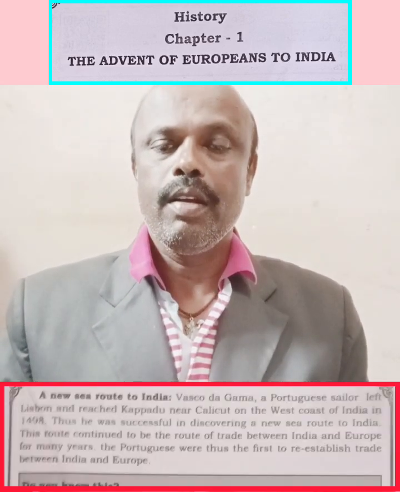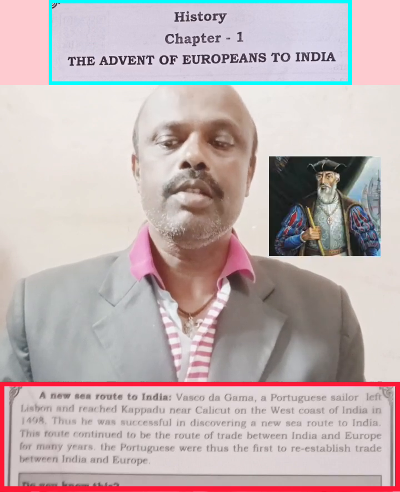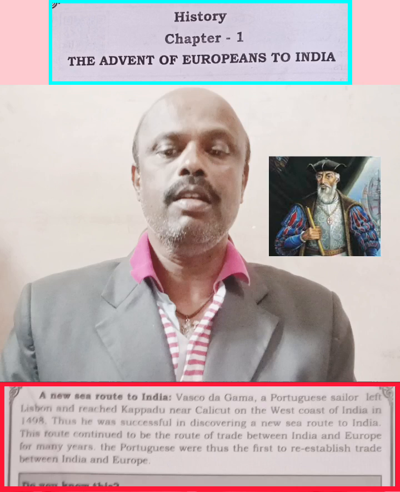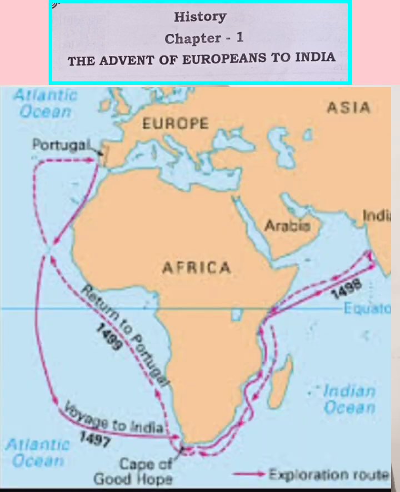This point. Vasco da Gama, a Portuguese sailor, left Lisbon and reached Kappadu near Calicut on the west coast of India in 1498. Thus, he was successful in discovering a new sea route to India. This route continued to be the route of trade between India and Europe for many years. The Portuguese were thus the first to establish trade between India and Europe.